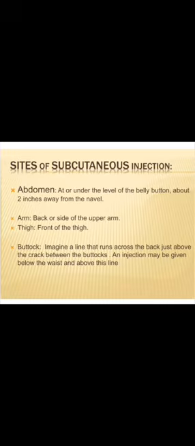Sites of subcutaneous injection: abdomen, at or under the level of the belly button, about 2 inches away from the navel; arm, back or side of the upper arm; thigh, front of the thigh; buttock. Imagine a line that runs across the back just above the crack between the buttocks. An injection may be given below the waist and above this line.